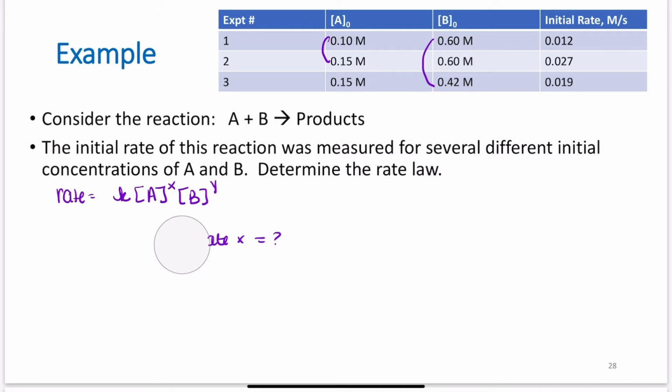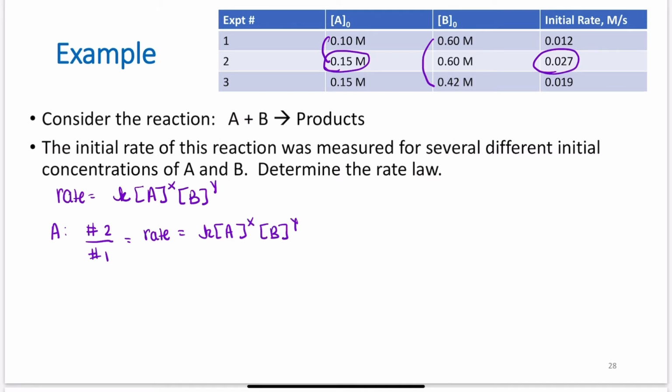The way you do this is you compare the two different rate laws. For A, I'm going to compare 1 and 2 because that's where it has been changed. And then for B, I'm going to compare 1 and 3. I'm going to take the bigger numbers divided by the smaller numbers. So in number 2, the concentration of A is bigger and the rate is bigger. I'm going to say the rate law of number 2 divided by the rate law of number 1. The rate is equal to k times the concentration of A to the x times B to the y. This is for rate 2.